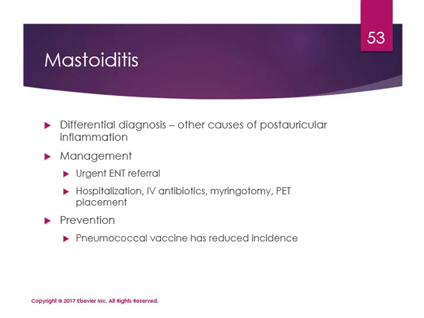Management includes an urgent referral to ENT. The child will likely require hospitalization, IV antibiotics, a myringotomy, and placement of tubes. Prevention includes, once again, reinforcing the pneumococcal vaccine that has been shown to reduce the incidence of mastoiditis.